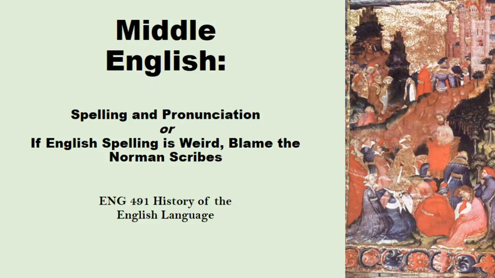Okay, I guess one of the good uses of this format would be to talk about the pronunciation and writing system of Middle English, because that's one area where it is significantly different, both from Old English and from the modern English that would follow it. So today, in this short video, hopefully short, we're going to talk about spelling and pronunciation, or: if English spelling is weird, blame the Norman scribes.